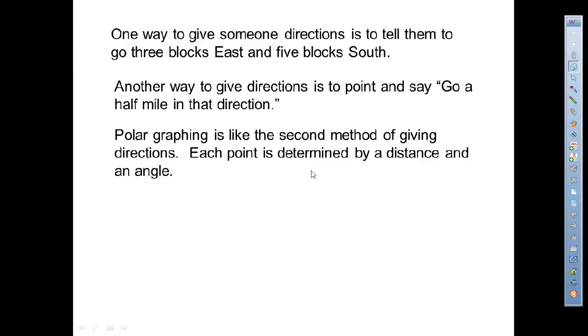So each point that we have, and we're talking about each point. Now we've talked about vectors, that's one thing. And polar graphing is very much related to vectors in that you're going to have a direction and you're going to have a distance, where we talked about it being a magnitude before. Now it's just a distance from the origin.